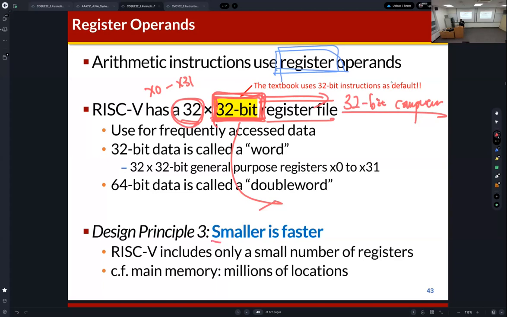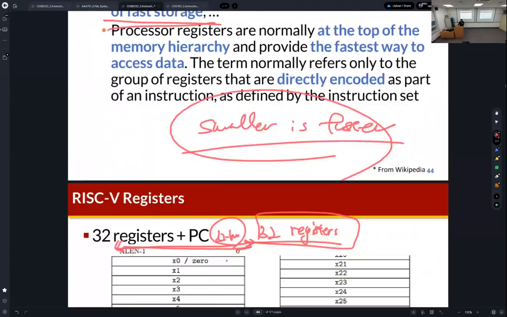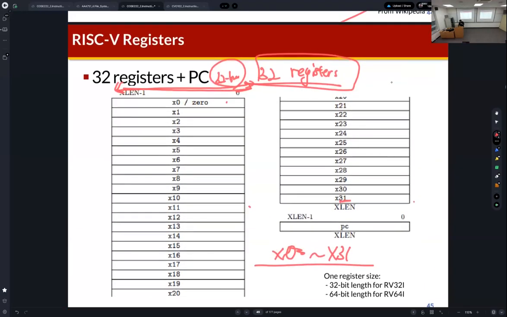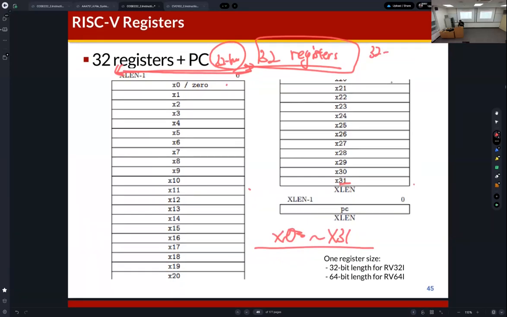As I mentioned, the register is very small. The size of a single register is 32 bits, which means 4 bytes, and there are 32 registers. So the total size of the registers is 32 multiplied by 4, which is 128 bytes. Very, very small, right? Just 128 bytes of storage. But why do we use a smaller register? Because smaller is faster.